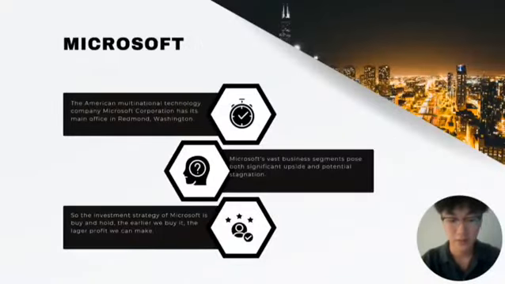The American multinational technology company Microsoft Corporation has its main office in Redmond, Washington. The Microsoft 365 suite of productivity apps, the Edge web browser, and the Windows operating system family are among the company's best-known software offerings. The Microsoft Surface line of touchscreen personal computers and Xbox game consoles are the company's main hardware offerings.